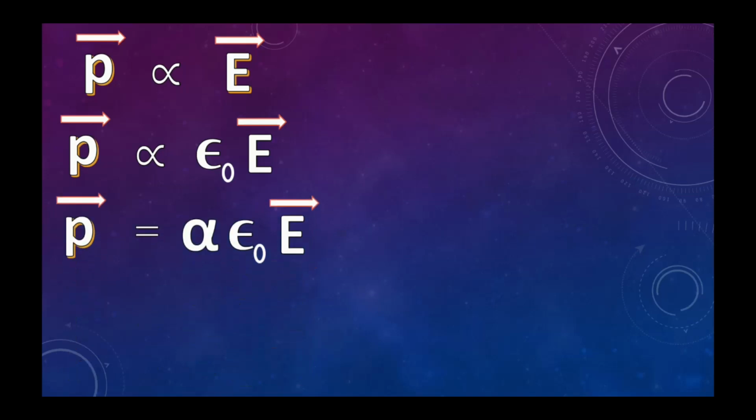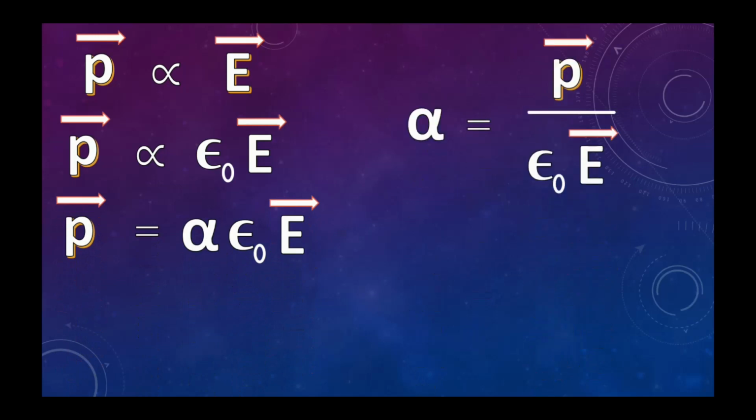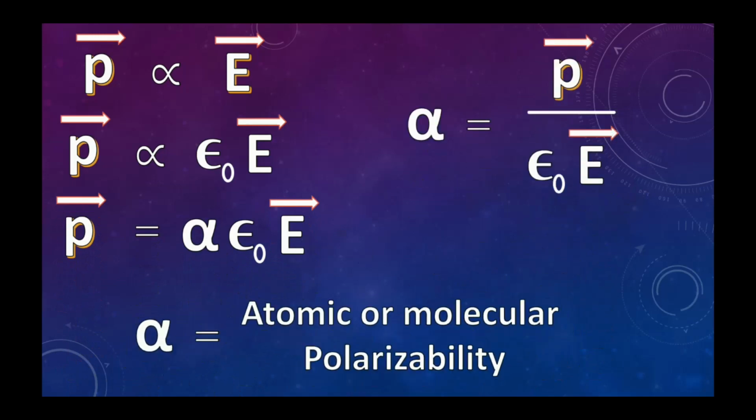Now if we remove the proportionality symbol, we add an equality symbol along with a proportionality constant. Here we choose the proportionality constant to be alpha, which is called atomic or molecular polarizability. Now from the equation, dipole moment is equal to alpha into epsilon naught into E, you can get the value of alpha, that is P vector by epsilon naught into E vector.